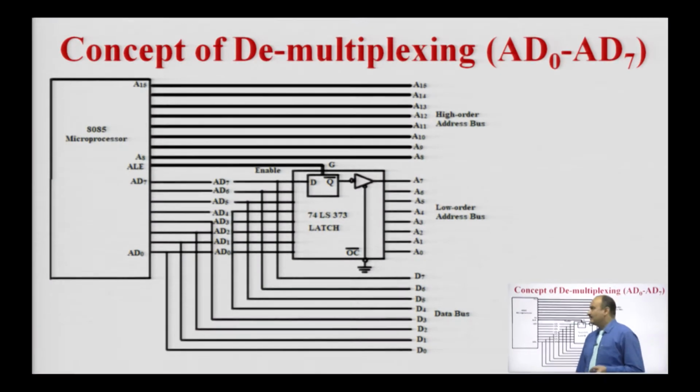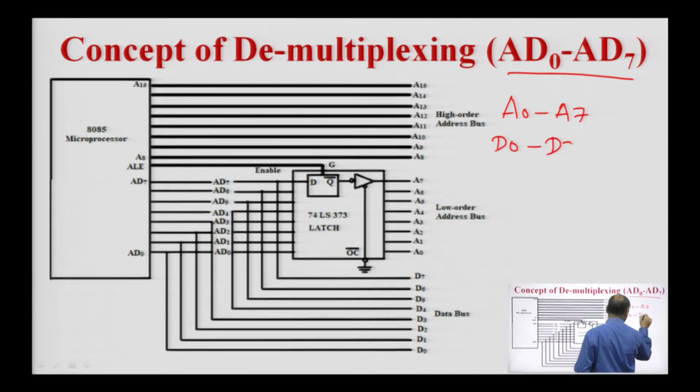So, first we discuss the concept of demultiplexing the address bus and data bus, that is AD0 to AD7. In the 8085 microprocessor we know that the low order address bus, that is A0 to A7, and the data bus D0 to D7 are multiplexed with each other. Multiplex means these buses are combined with each other.